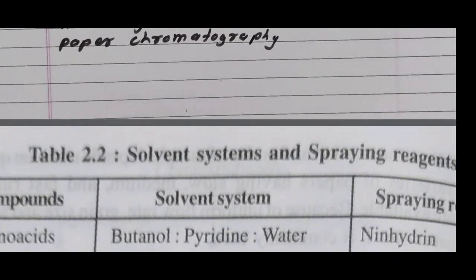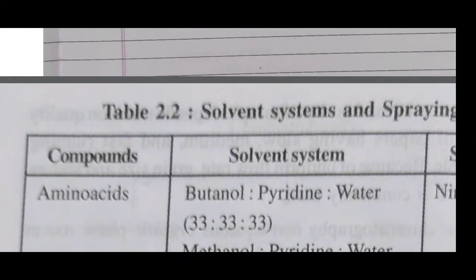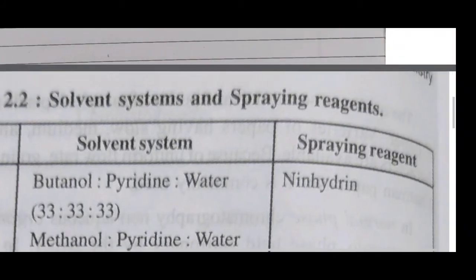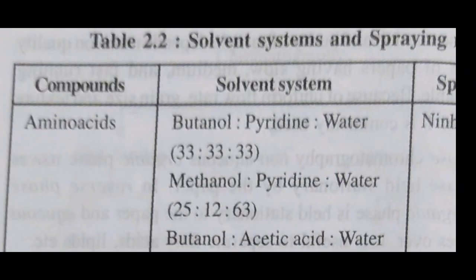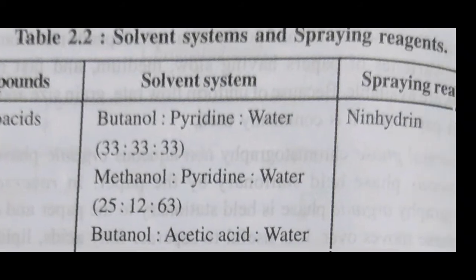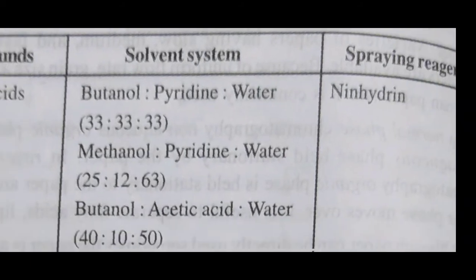Solvent system and spraying reagent. The first compound is the amino acid. The solvent system is butanol, pyridine plus water, and the spraying reagent is ninhydrin. The second solvent system is methanol, pyridine, water, and the spraying reagent is ninhydrin.